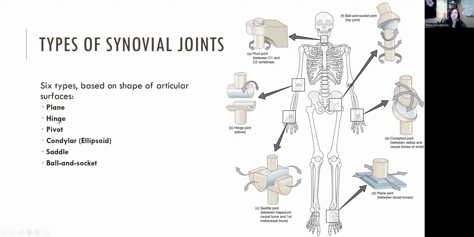We have hinge type joints, and a hinge works just like a door has a hinge, right? And the elbow is a good example of this. And here is a hinge type joint. And you could see the articulating surfaces of these.